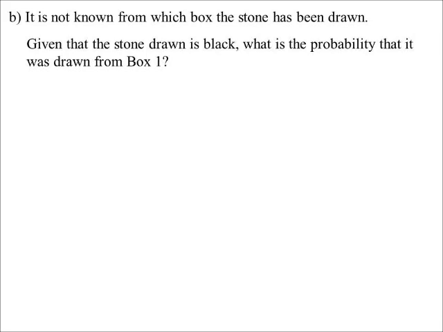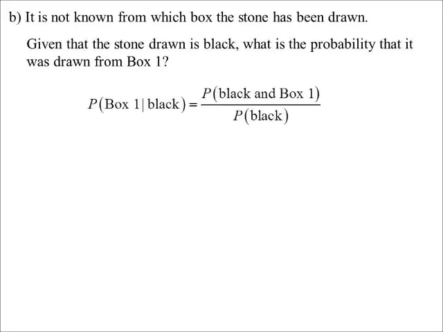All right. But what happens if we don't know? We don't know which box the stone has come from. Given that the stone drawn is black, so we know we pull out a black one, what's the probability that I pulled it out from box 1? So the known thing here is it's a black stone. We now want to know what's the probability it came from box 1. So probability, box 1, given that the stone was black.